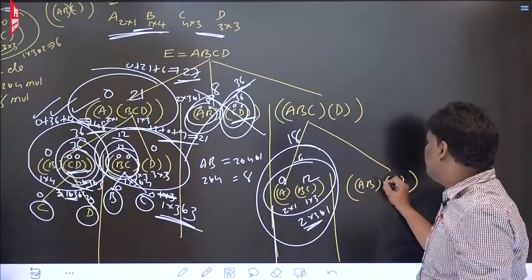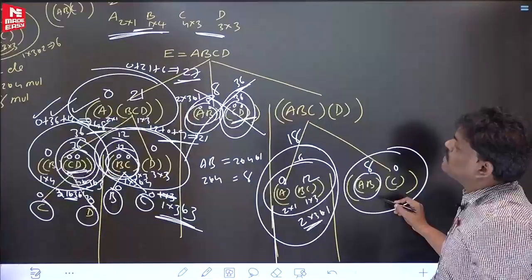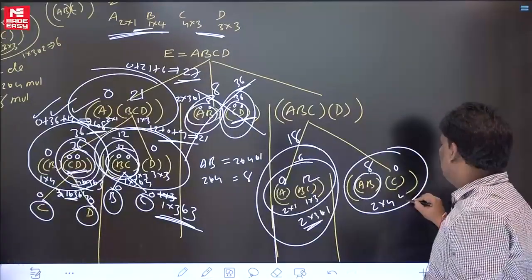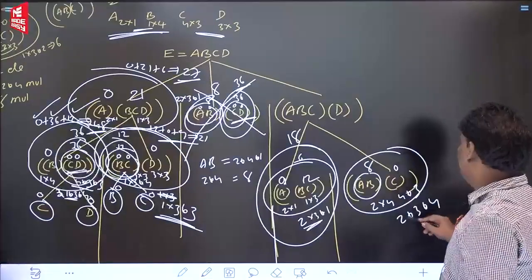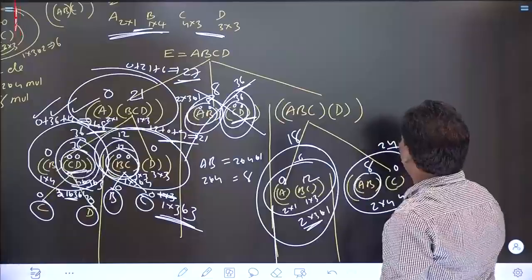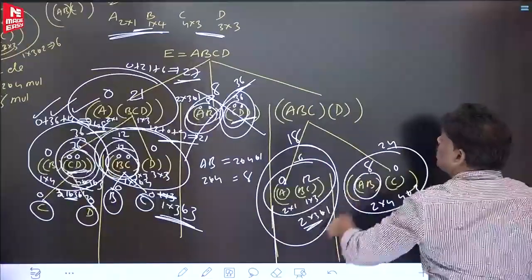What is the answer? AB gave 8. What is C? 0. Let me combine. AB size is 2 by 4, C size is 4 by 3. The overall size is 2 by 3 into 4 multiplications: 2 into 3 is 6, 6 into 4 is 24. Combining cost is 24 multiplications. But when you get 24, stop, because the overall is 18.